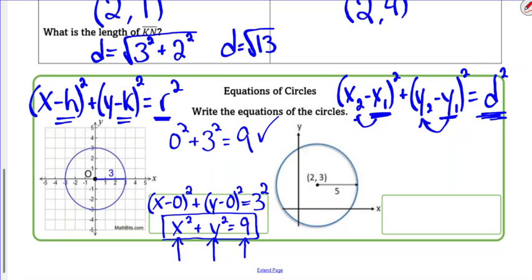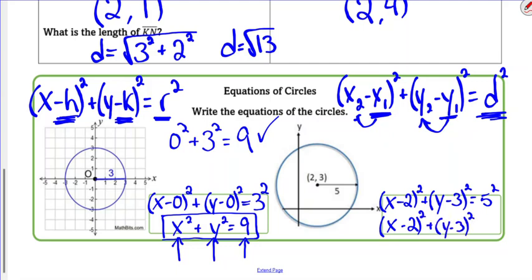Similar kind of thing here. I'm just going to take the x value, plug it in for this h, take the y value, plug it in for the k. So (x minus 2) squared plus (y minus 3) squared equals 5 squared. And then I'm just going to simplify the 5 squared. None of this is really going to change. But 5 squared is 25. So that's really the final form of that equation.